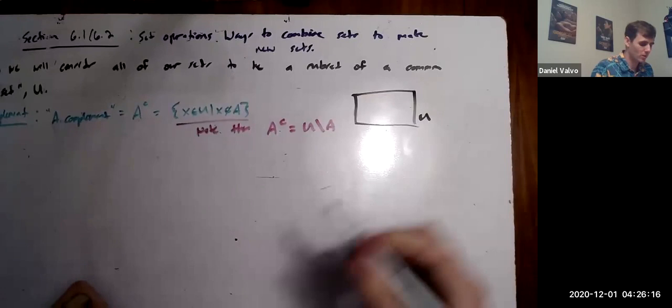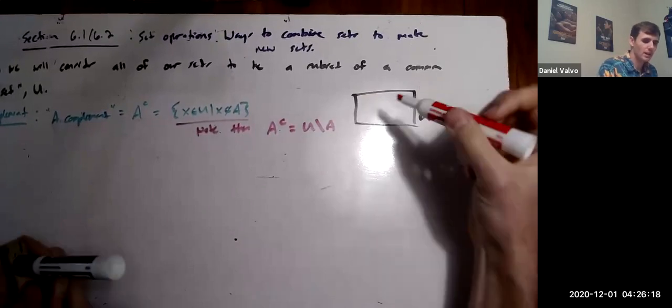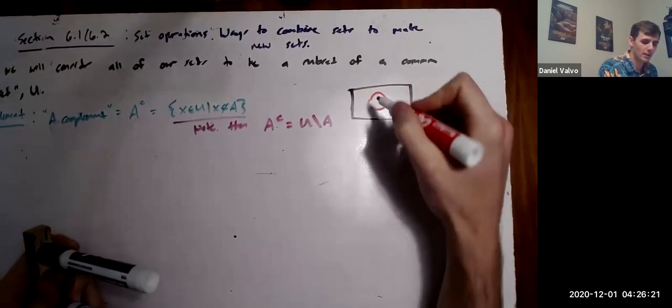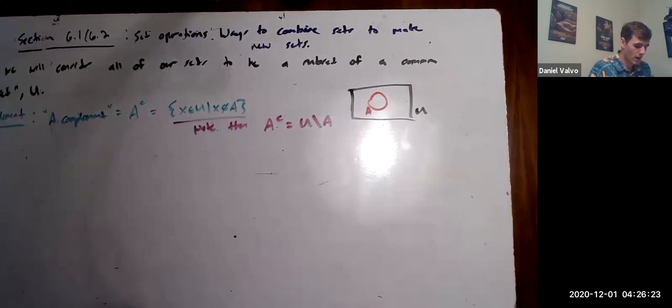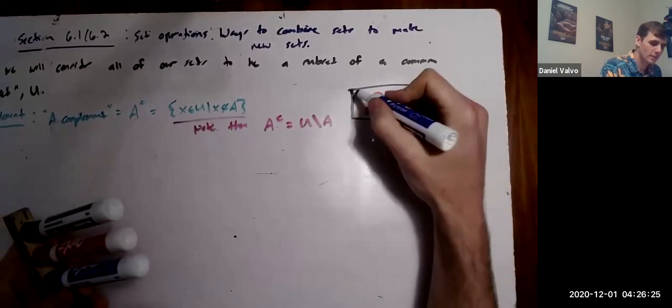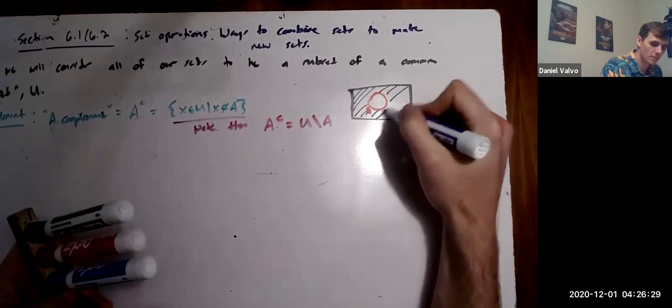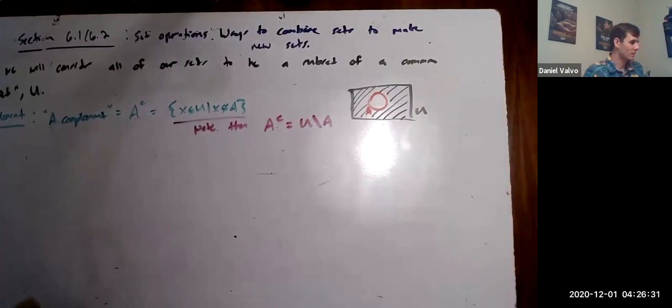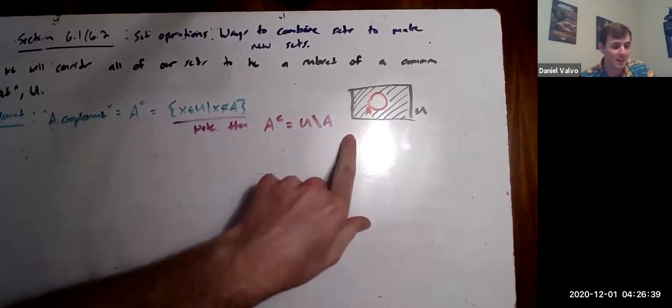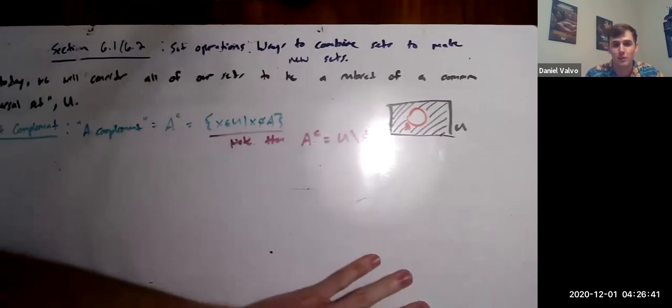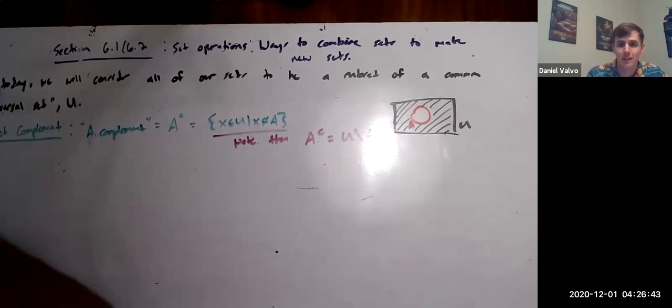So here's U, here's the universal set, and here is A. And so A complement is everything that's in U but not in A. Hey, it looks kind of groovy, I think. It'd be a cool flag. Versus our country. I'm gonna do that.